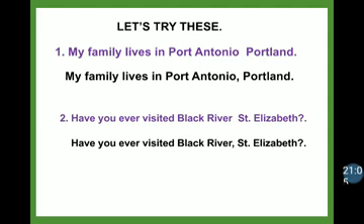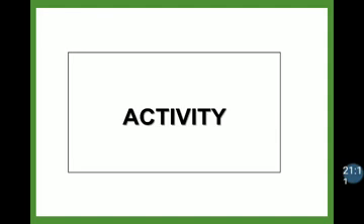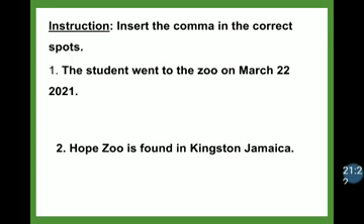Let's continue. So hope you got it correct. So we're going to be doing an activity where I'm going to be testing you to see if you have learned the 3 rules that we are looking at today. So the instruction says, insert the comma in the correct spots. So number 1 says, the students went to the zoo on March 22, 2021. Where are you going to be placing your comma?